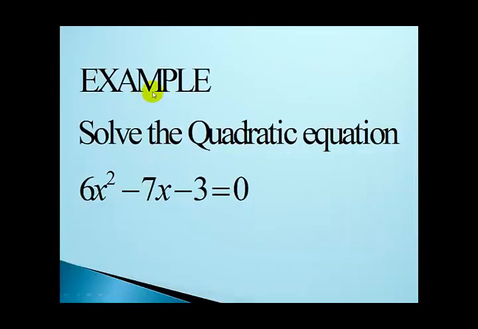Now example, solve the quadratic equation 6x² - 7x - 3 = 0. Coefficient of the square term is 6. Coefficient of x is minus 7 and the constant is minus 3. Now let's see how best we can solve this problem. Now let's consider this example. Solve the quadratic equation 6x² - 7x - 3 = 0.